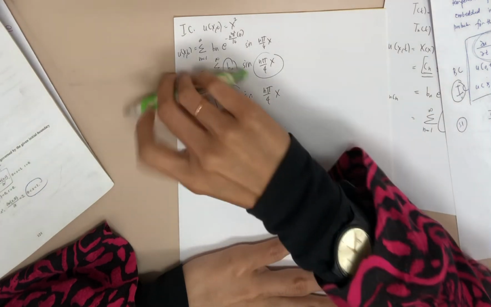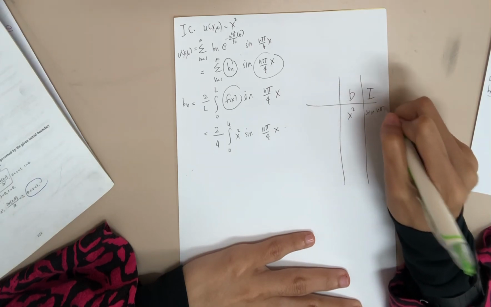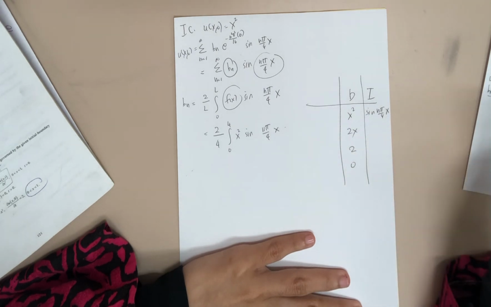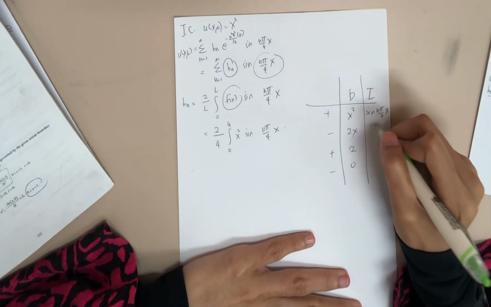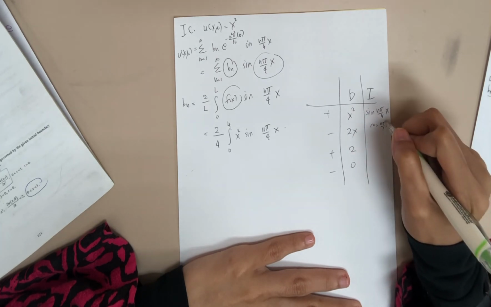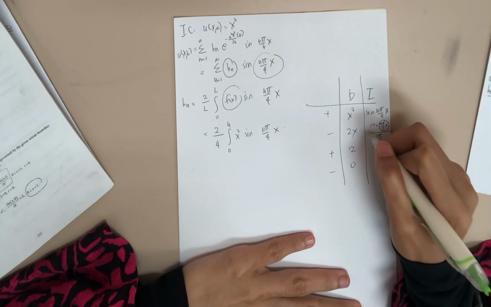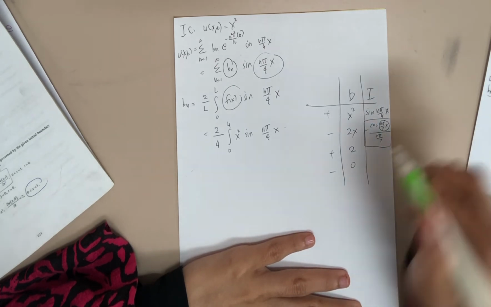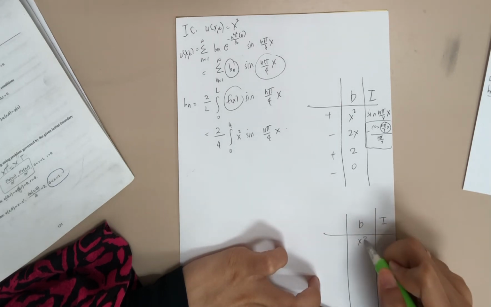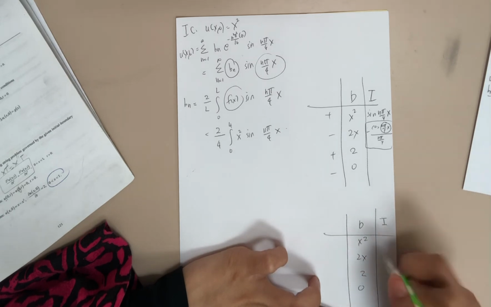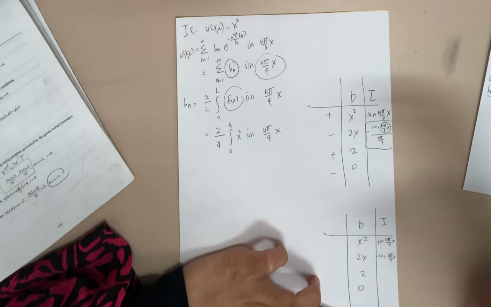You need to solve it by using the tabular method, so you have D and I here: x² and sin(nπx/4). Differentiating x² gives 2x, then 2, then 0. Then alternate plus and minus signs. Integrating sine, you will get negative cos(nπx/4), and there is a factor of 1 over nπ/4. It looks a bit messy because of the layers, so I will convert it: negative cos(nπx/4), and I will bring the fraction up.